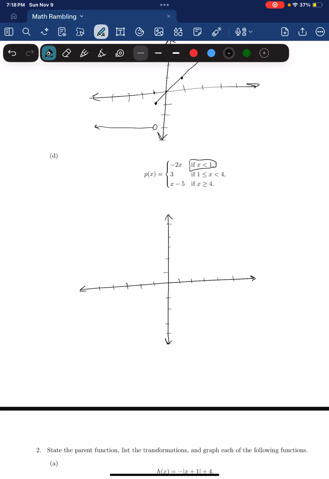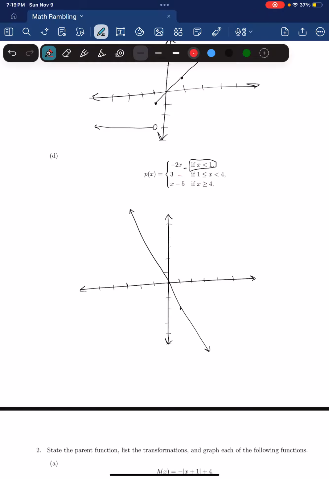So let's just graph the line, -2x. So I know it's going to go through the origin because we don't have a y-intercept. And then our slope goes down 2 and right 1. So this is our line here. Graph that one in black. Let's graph this next one in red.